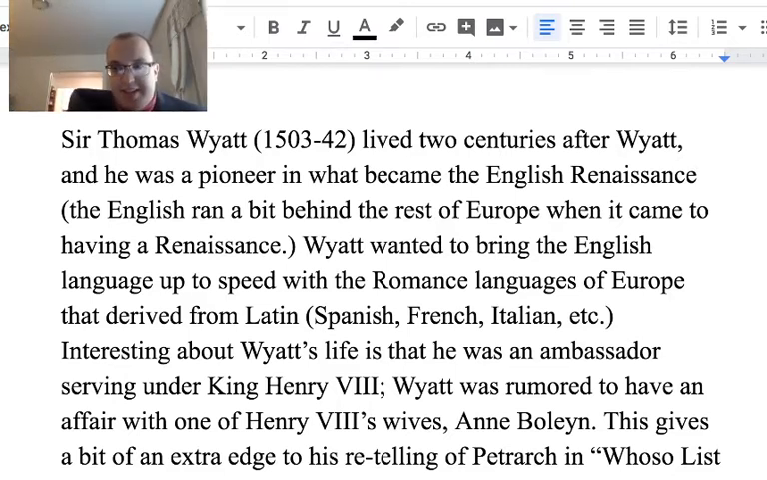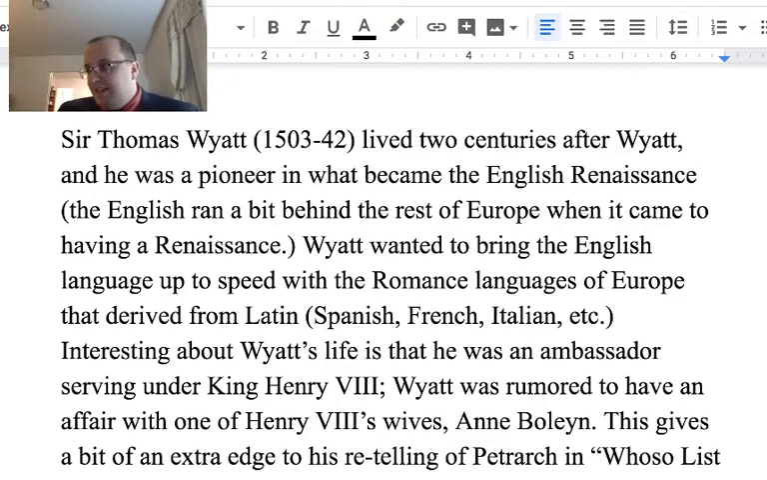A lot of times Wyatt translated Petrarch's poems over for a new audience, so he still captured this sort of pining away for an inaccessible lover. His poems kind of have an extra edge to them. That's one of the great rumors in history that's never really been confirmed, but it was rumored that Wyatt was having an affair with one of King Henry VIII's wives, Anne Boleyn. Maybe this gives a little bit of an extra edge to his poems.